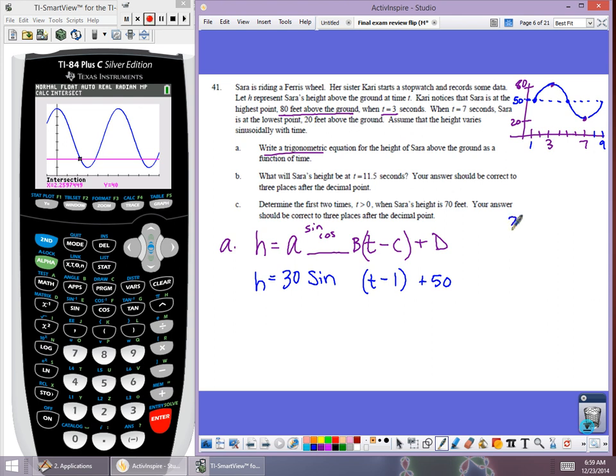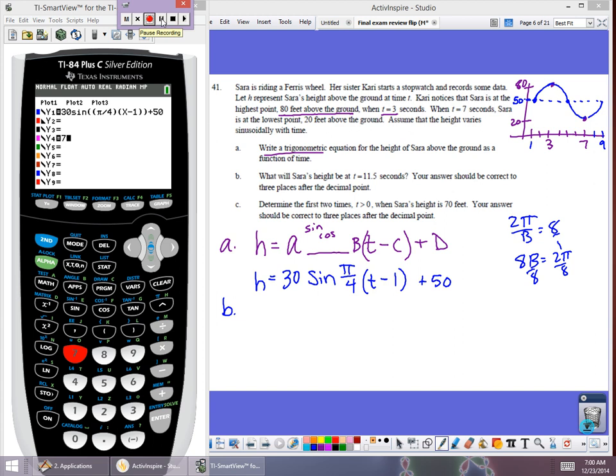So 2 pi over b equals 8. So crisscross, and we get 8b equals 2 pi, divide by 8, and b equals pi over 4. So we're going to put in here pi over 4. All right, so that is A. B, I'm going to hit pause and plug that in my calculator so it's all ready.